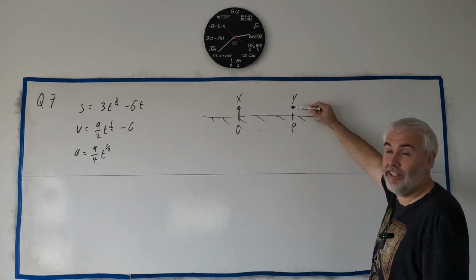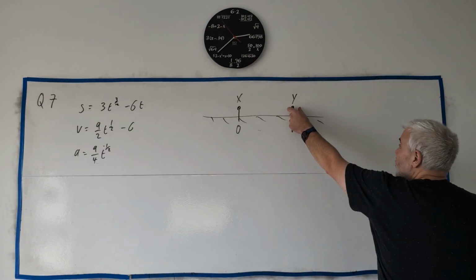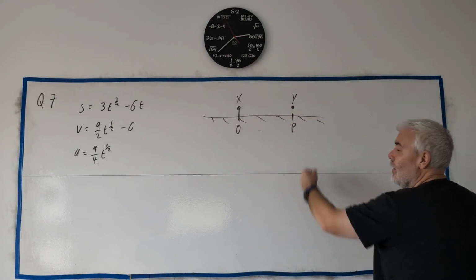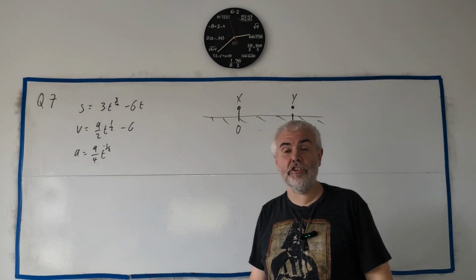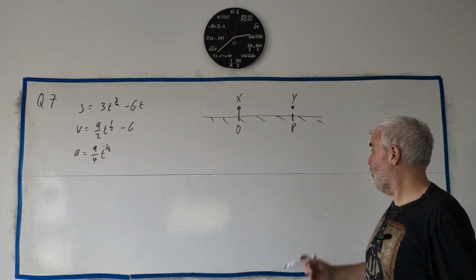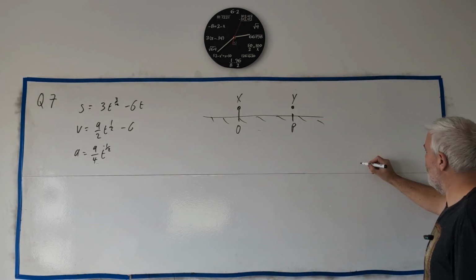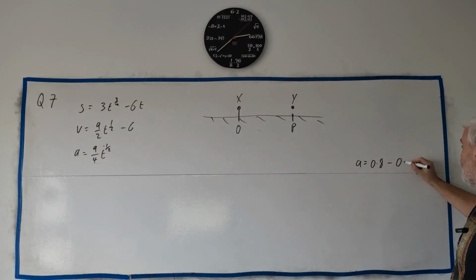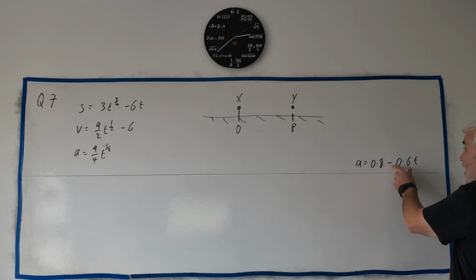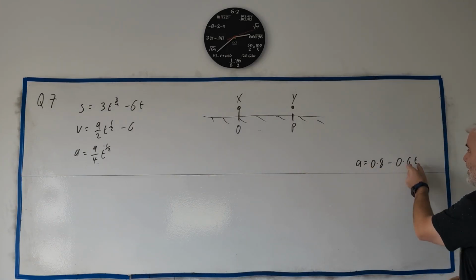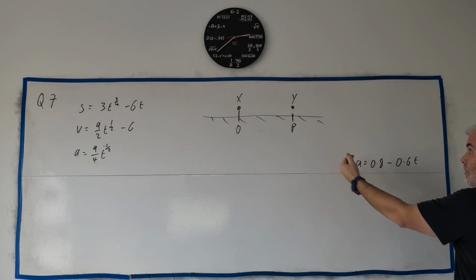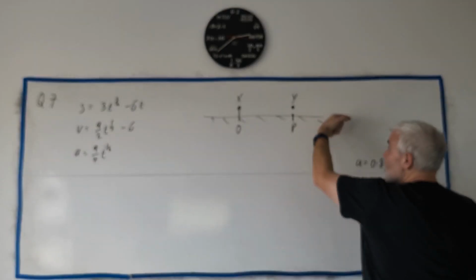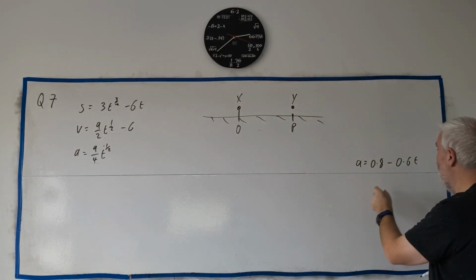They tell us he starts off at speed 7.5, going this way, and they tell us his acceleration gives a formula. Let me write it down over here. A is equal to 0.8 minus 0.6t. Again, I can actually think about this and say at time 0, that's a positive acceleration. So he's moving this way and speeding up.